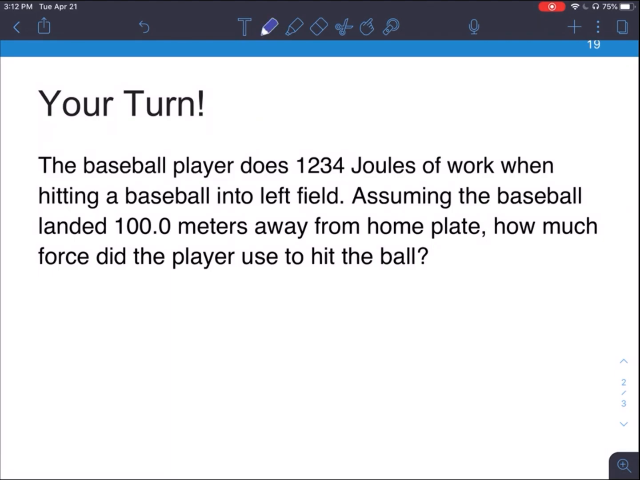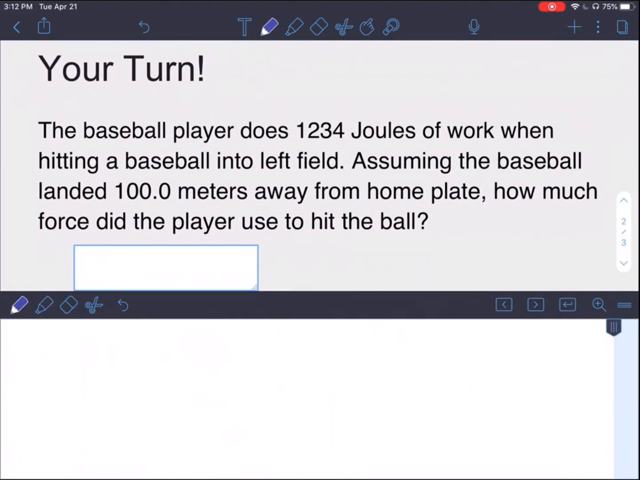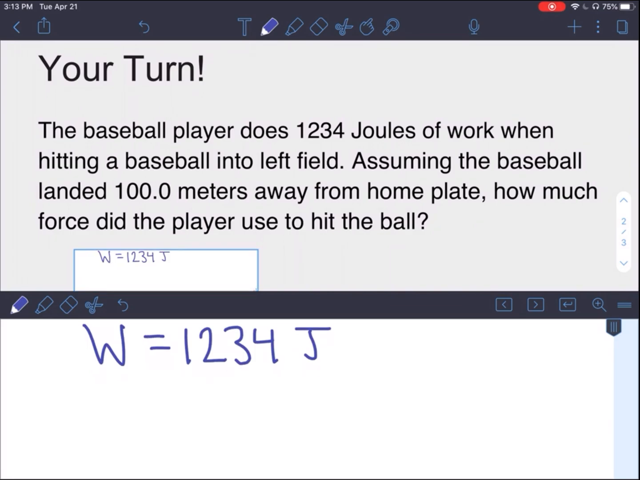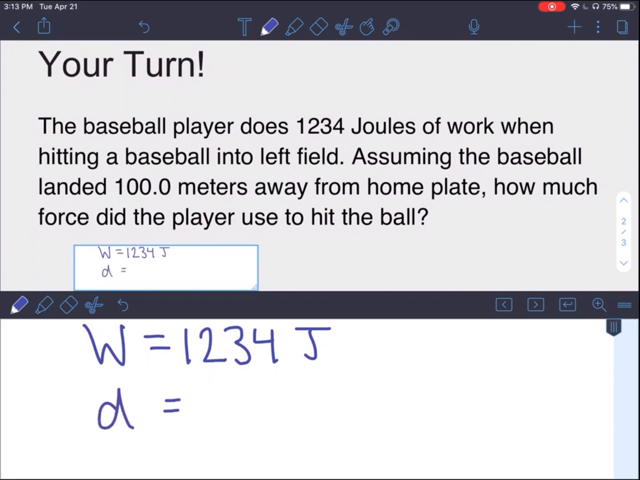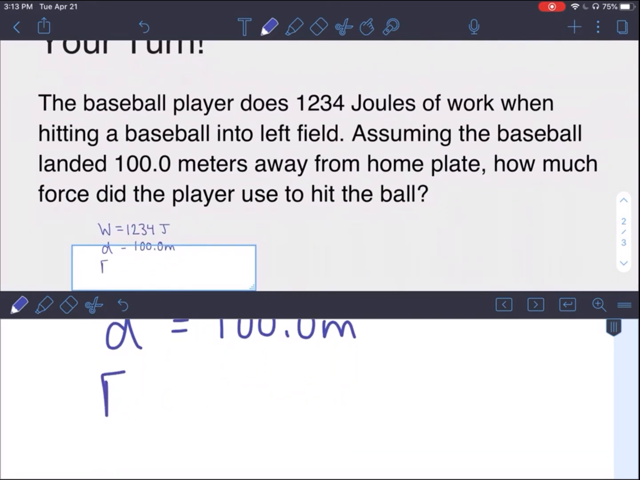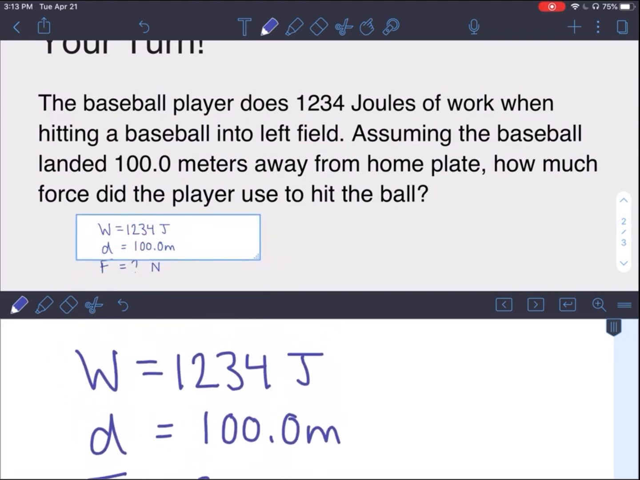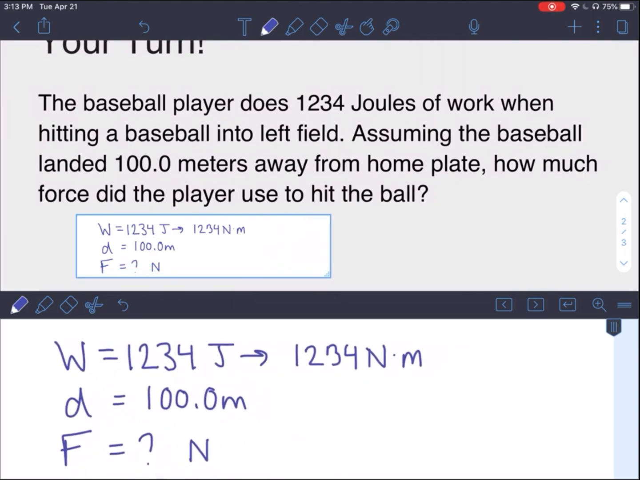Okay, so we have first our work is 1,234 joules, and it was hit a distance displacement of 100 meters, and we want to know the force, and that will be in newtons, of course. So I'm actually going to do the same thing as I did last time and go 1,234 newton meters, and think about it in the same way as I did last time.